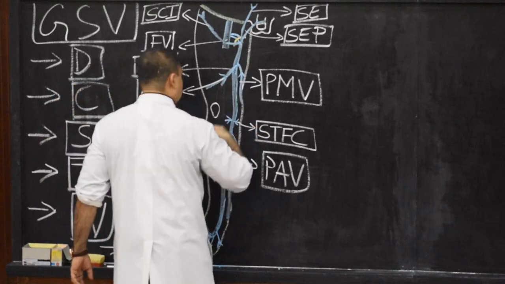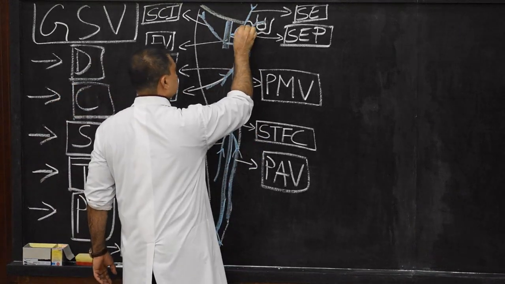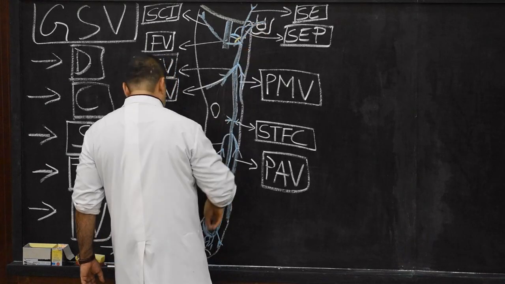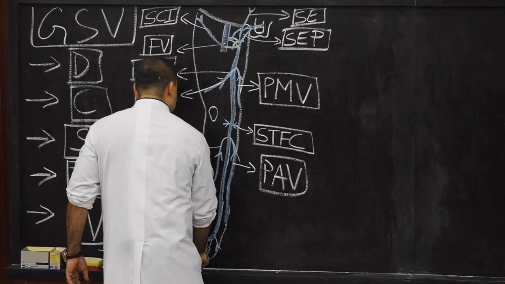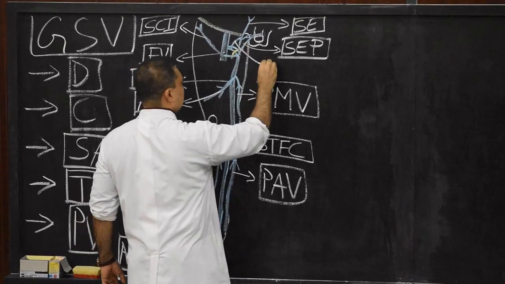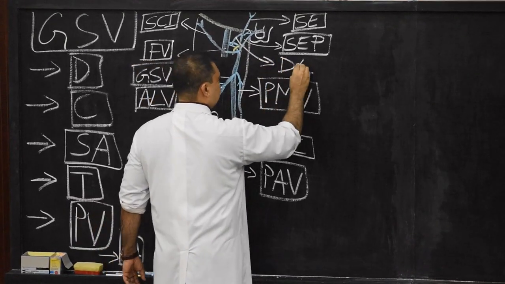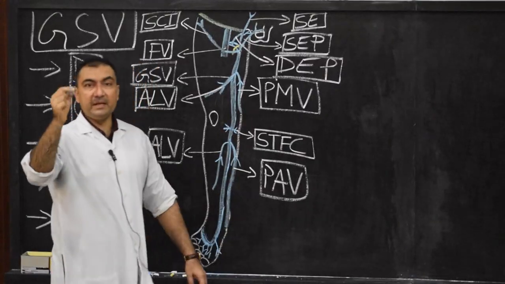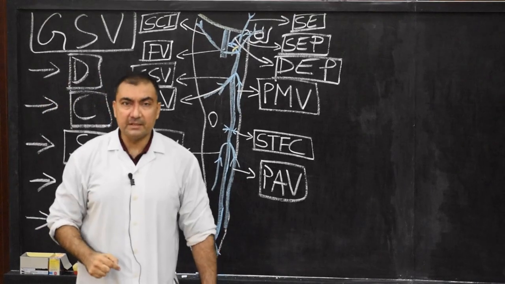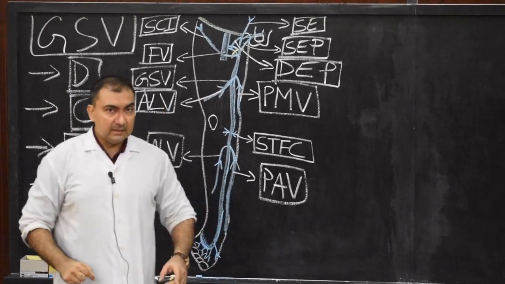So therefore here we draw this tributary and mark it as the deep external pudendal vein, which will drain the blood from the anterior part of the perineum. So altogether, these are the tributaries.